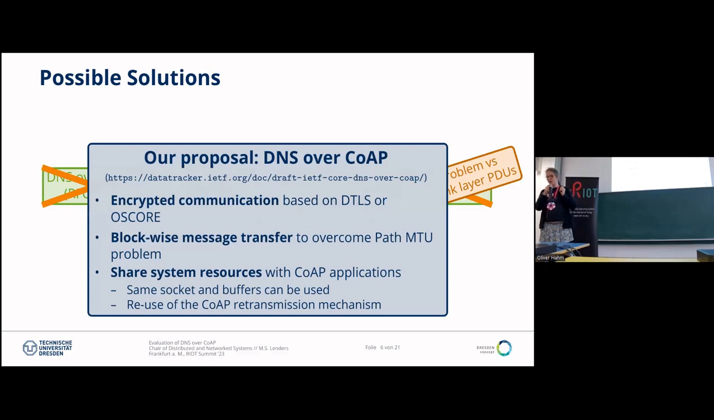So our proposal is to use DNS over CoAP. There we get the encrypted communication that we want, based on DTLS or OSCORE. We also get blockwise transfer, so we can basically segment our packets into smaller packets and overcome the path MTU problem. And we also share system resources with our CoAP applications. So we use the same sockets and buffers and reuse the CoAP transmission mechanism instead of implementing our own. And that way we can save, of course, resources like ROM, RAM, you name it.